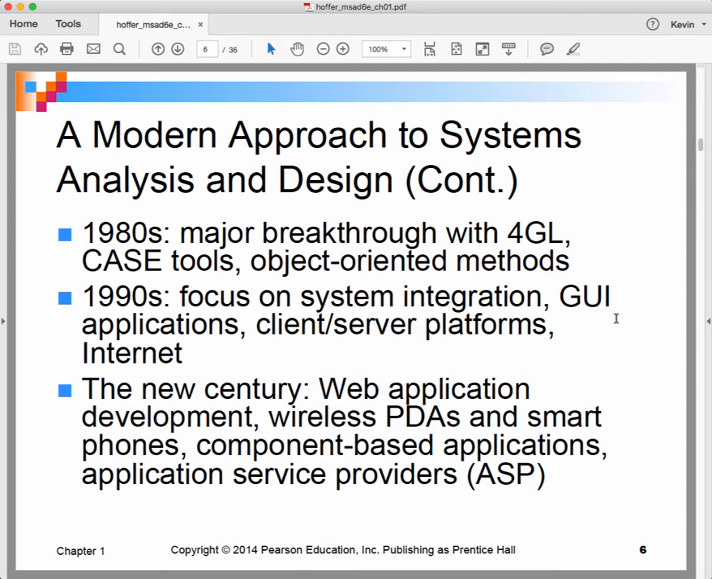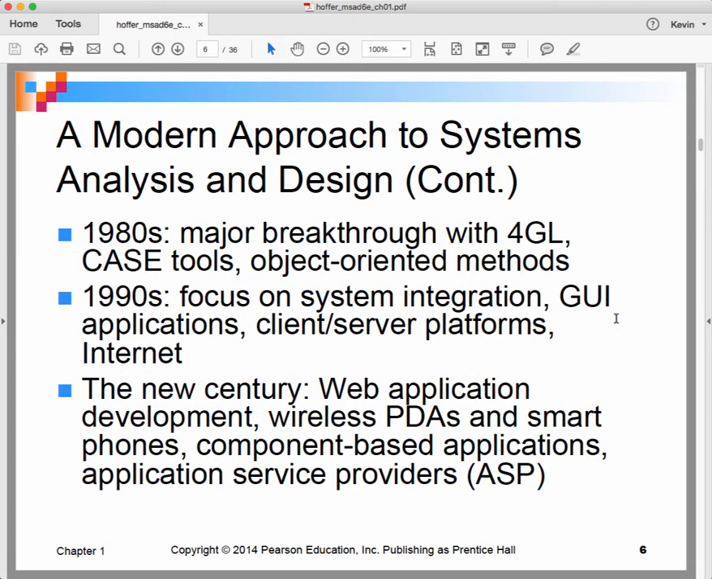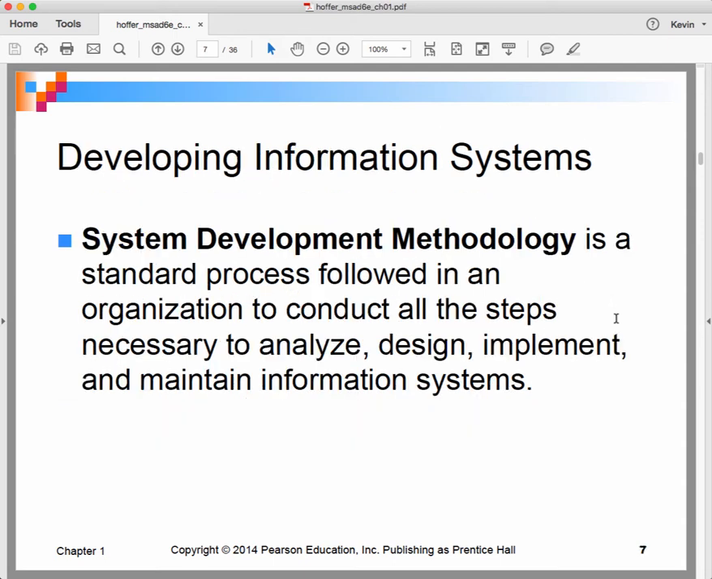So the new century, let's say, brought web application development, wireless PDAs and smartphones, component-based applications, and application service providers. Okay, and that's a nice kind of trend too. Again, more capabilities, more things to choose from, etc. Now, one of the things that changed over the life of this kind of chronology is our approach to how we were going to organize our projects in a methodology sort of way. So that's the next thing we're going to talk about.